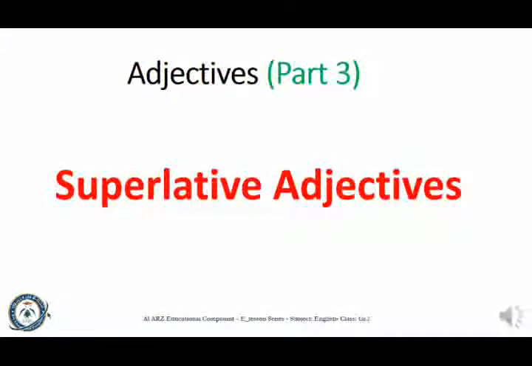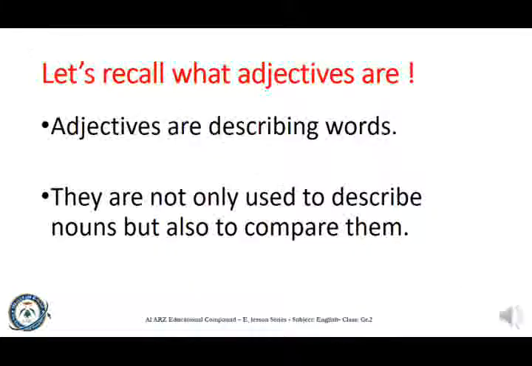In today's lesson, we will talk about another type of adjectives, which is superlative adjectives. But first, let's recall what adjectives are. Well, adjectives are describing words. They are not only used to describe nouns, but also to compare them, as we previously learned with the comparative adjectives. And to know the difference between comparative and superlative adjectives, let's look at the following pictures.